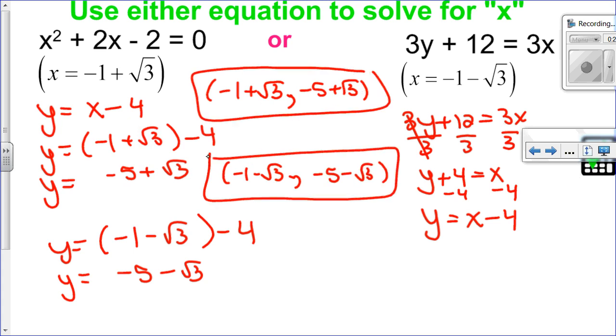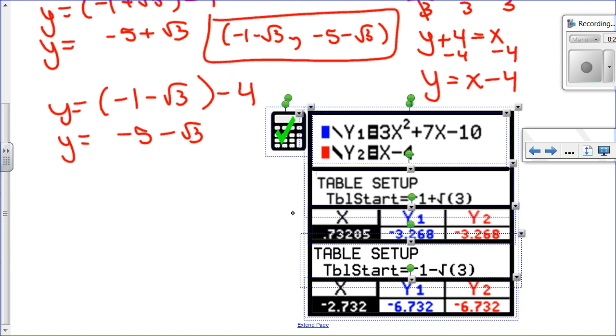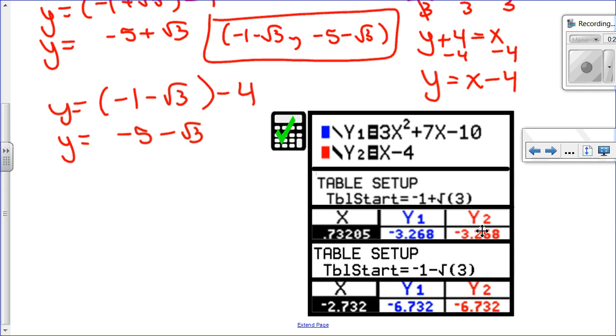And even though they are irrational numbers, I can still check those in the calculator the same way that I did before. So there's my equations, and I put my table starting at negative 1 plus root 3, you can see they are equal. Negative 1 minus root 3, you can see they are equal. And if you want to double check the y values, you can also check if negative 5 minus root 3, for example, is negative 6.32. That's another way of checking as well.